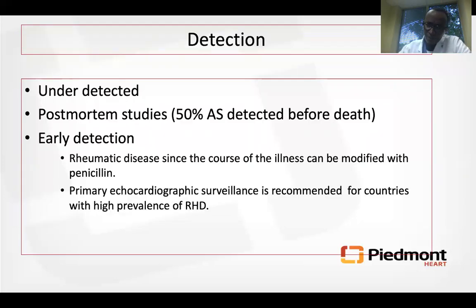Believe it or not, about 50% of patients who have severe aortic stenosis go undetected even in the Western world. And therefore, early detection is really key, particularly for patients who have rheumatic mitral stenosis. If they have the lesion and are not symptomatic, and you give them antibiotics like penicillin, you may actually delay their recurrence.